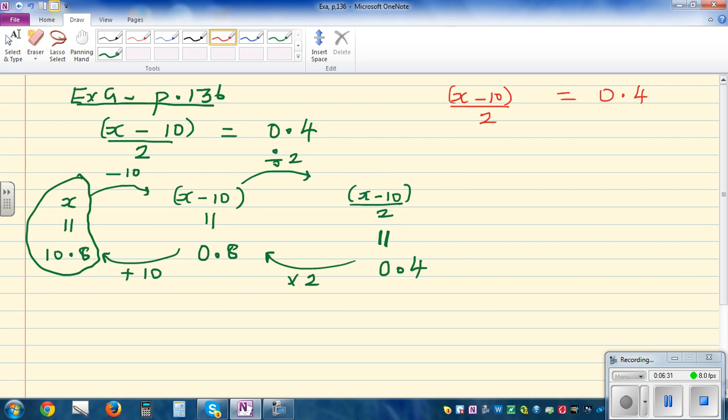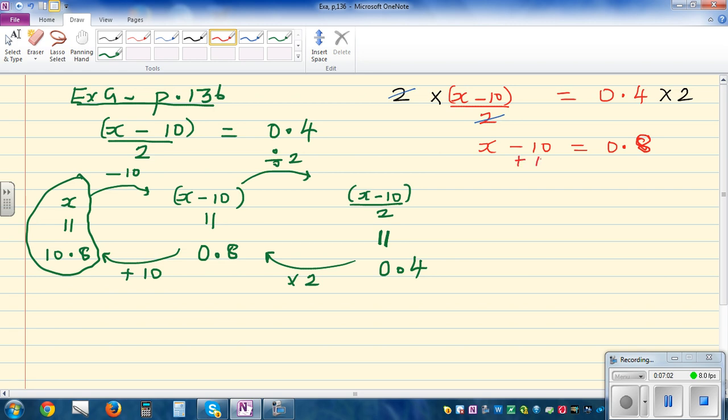So dividing by 2 is the last thing that happened to x. So you have to do the opposite of that. You're going to multiply both sides by 2. The opposite of divided by 2 is times, so multiplying both sides by 2. So this and this gets cancelled. So what is the remaining? x minus 10 is equal to 0.8.